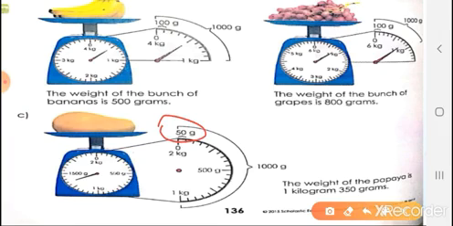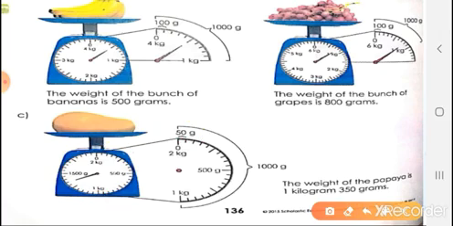So let us measure the weight of the papaya. Where is the needle pointing? You can see that it is between 1 kilogram and 1500 grams. So the needle has passed 1 kilogram. It is from 0 till 1 kilogram, so it has passed 1 kilogram. So let's start from 1 kilogram.